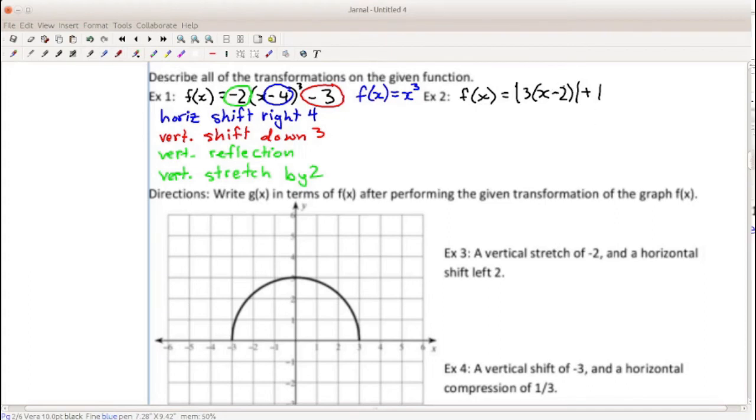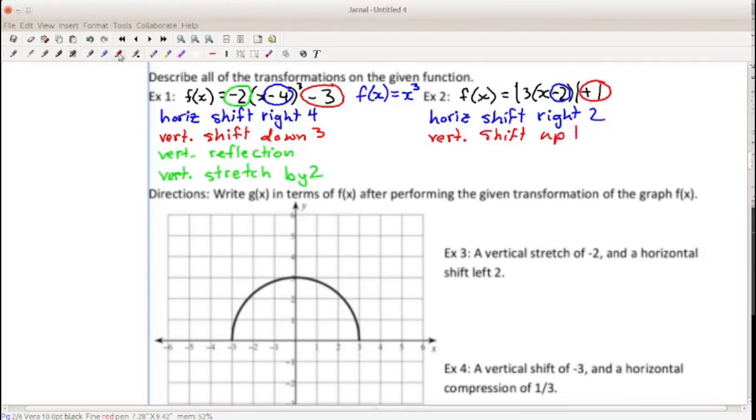Okay, so we got going on here a subtraction inside my absolute value. So this is going to be inside is horizontal, shift, subtraction, shift. It's going to go right because it's negative, right 2. And then I've got handily on the outside as well an addition. So this is going to be now vertical, shift, up 1, it's positive.